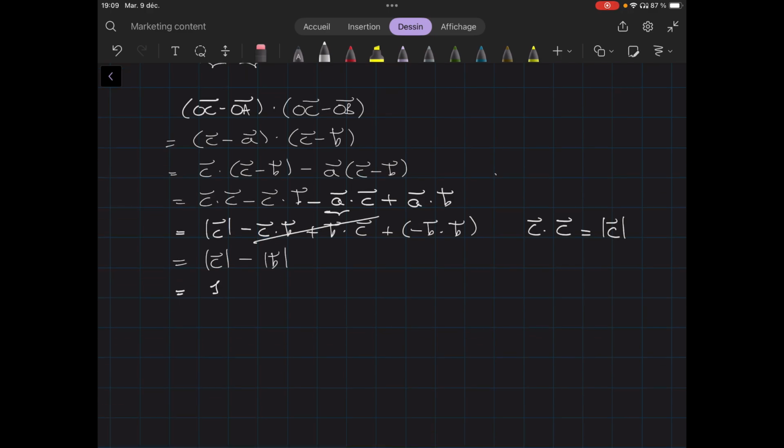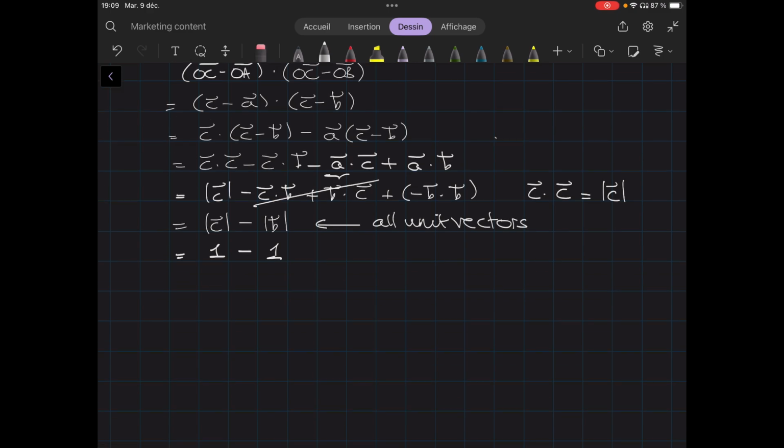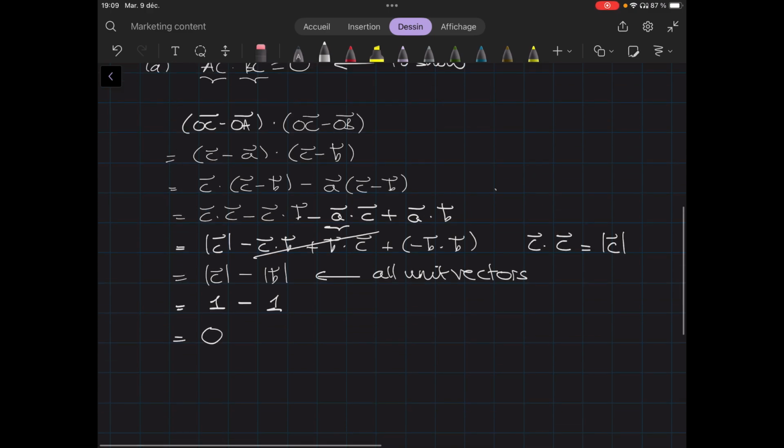The magnitude of C is equal to 1. The magnitude of B is also equal to 1. The reason is that they are all unit vectors, because they are vectors on a unit circle. Therefore, this product is equal to 0, and we can then conclude that AC and BC are perpendicular.